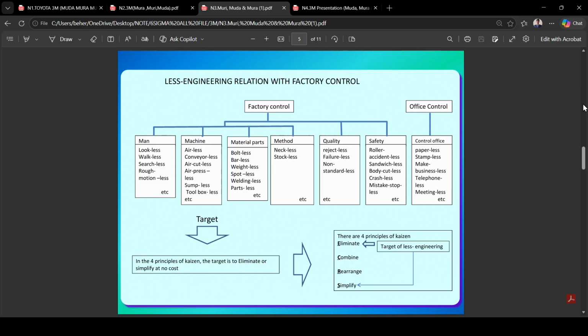Method means neck-less, stock-less, that is called method. Quality means reject-less, failure-less, non-standard-less, etc. And safety means roller-accident-less, sandwich-less, body-cut-less, crash-less, mistake-stop-less, etc. Office control means paperless, stampless, business-less, telephone-less, meeting-less, etc. That is called office control. So office control is a separate thing. Office control means paperless, stampless, telephone-less, meeting-less, etc.